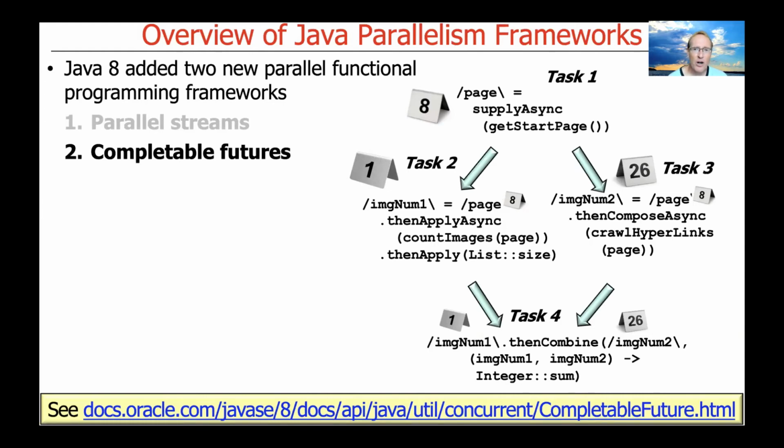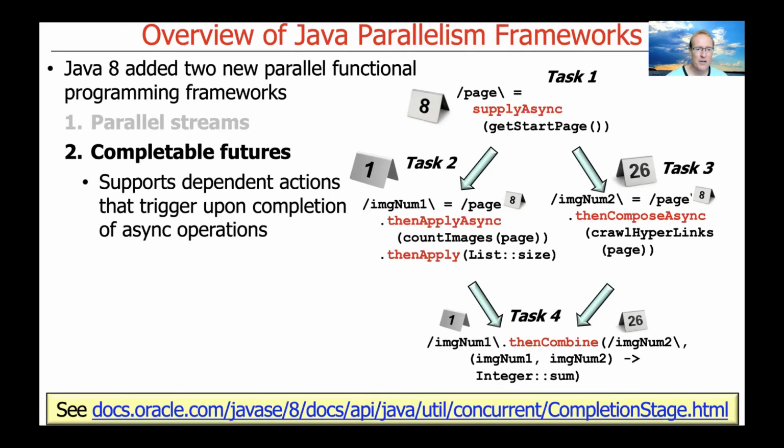The next framework is the completable futures framework. This is a really powerful framework, but it's not as easy to program as streams and parallel streams. So it better darn well give you something in return. And what it gives you in return is performance and scalability.